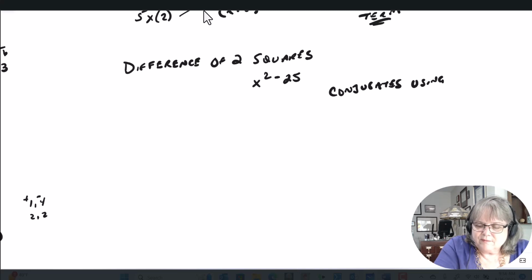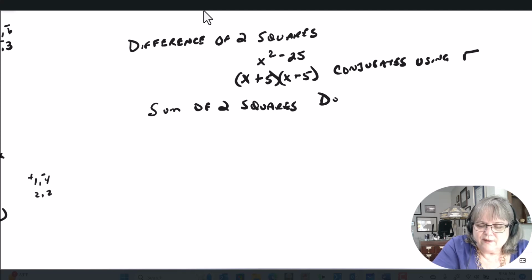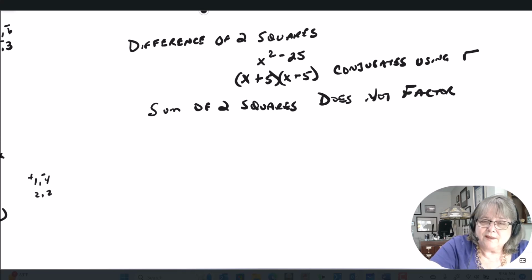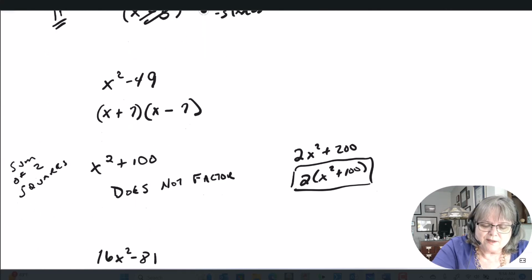Using the square roots, here are your conjugates. The square root of x squared is x, the square root of 25 is 5, one's plus and one's minus. And then you need a note that says the sum of two squares does not factor unless there's anything in common, and that's not really part of the sum of two squares. But don't forget to put that in there.